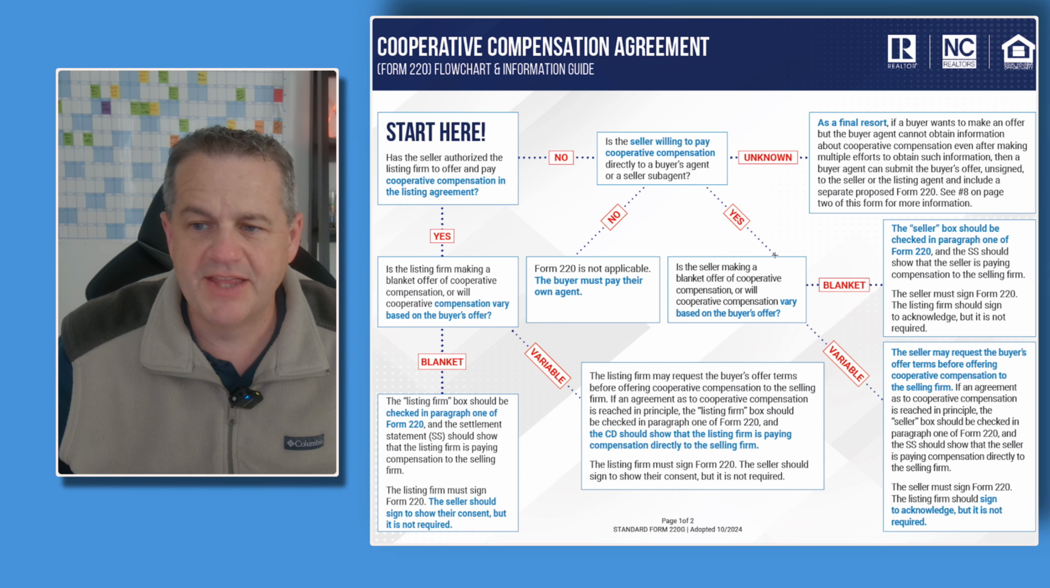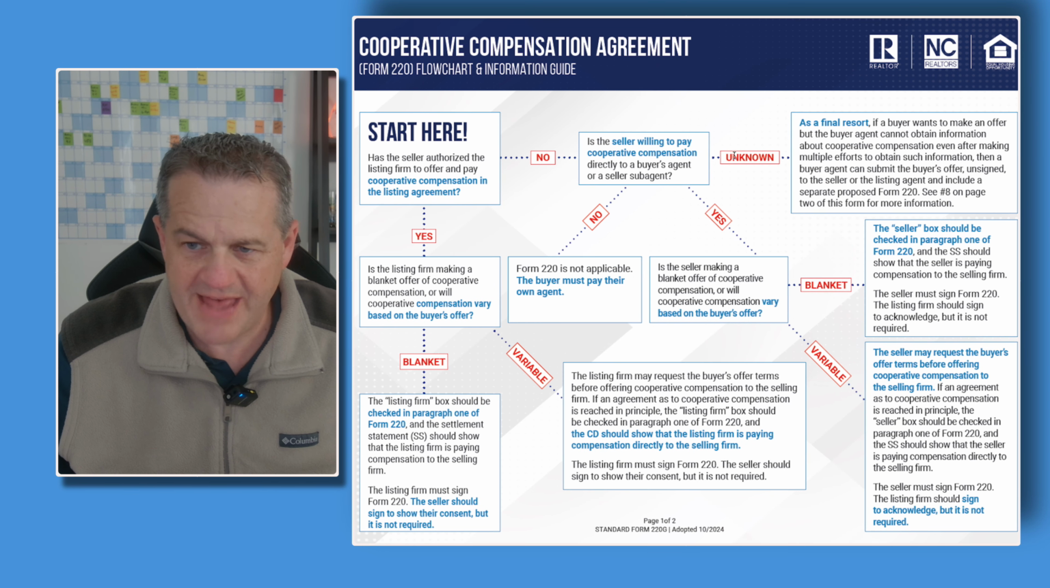Do we send this form over first? Do we send the offer over and then the Form 220 separately after the fact? So how are we doing that? But this form gives us all the answers for that. So let's go back in here. That is basically when you get this question that says unknown.